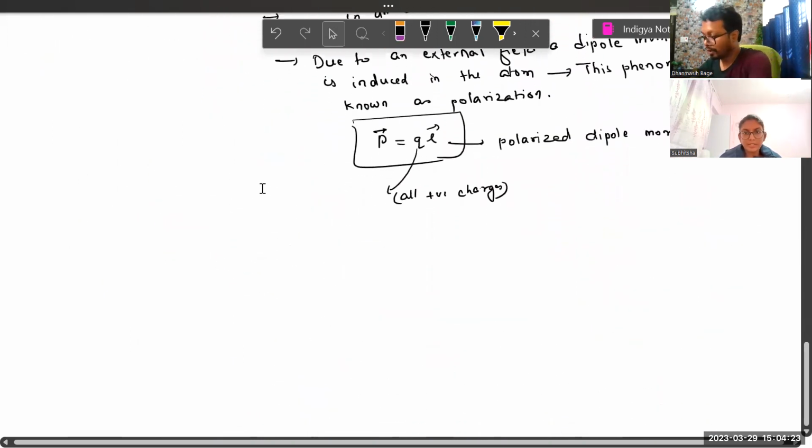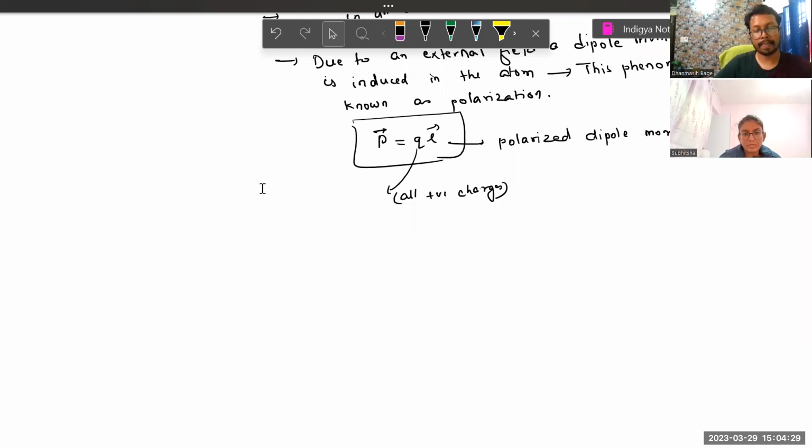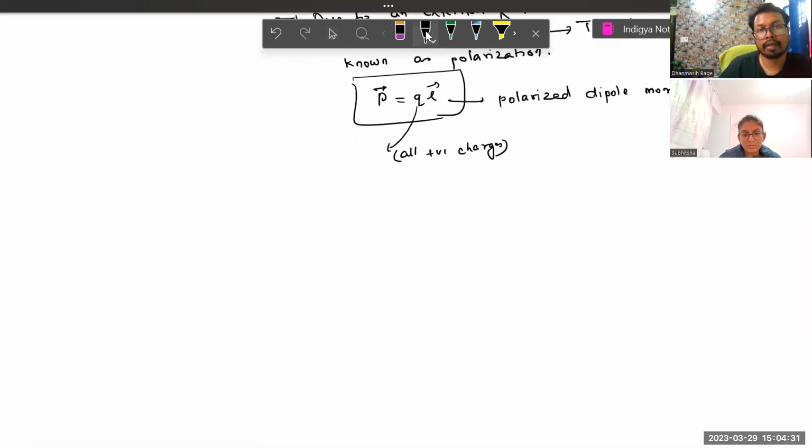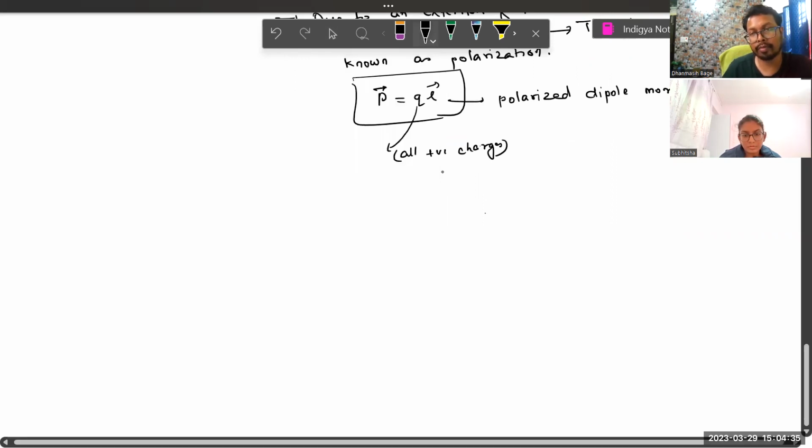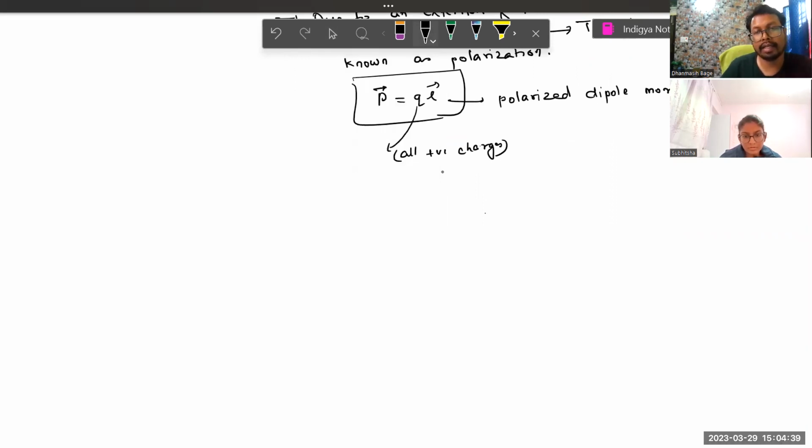Now we will calculate the field of an electric dipole. These derivations that we are going to do are very important from the exam's point of view. They are directly asked, and if not asked, many problems are given based on these derivations. Field due to a dipole.